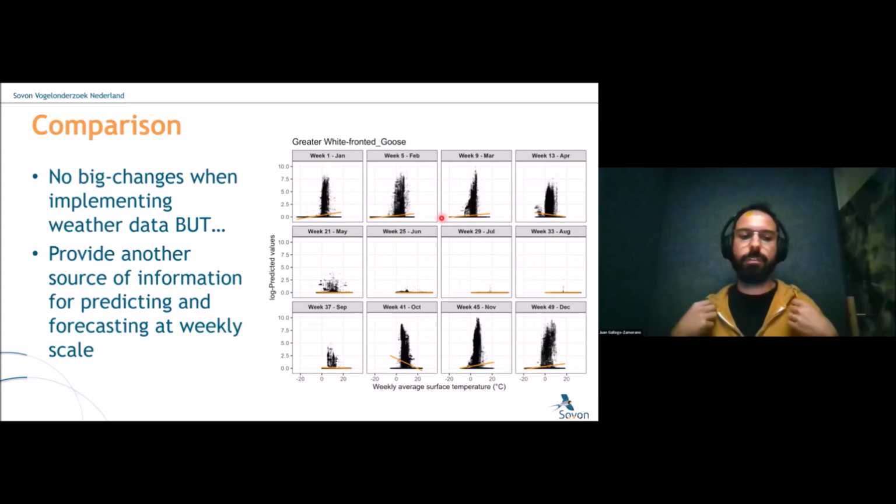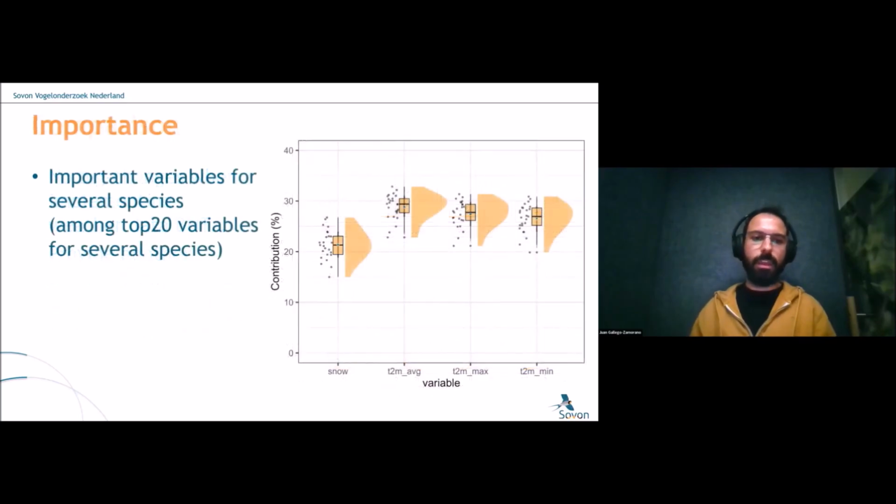And we can use this information for forecasting, because we don't know how many birds are going to be in a certain place of Europe next week, but our weather forecast models are quite accurate nowadays. So we could use this information to say what's going to happen in week number 9 in a certain place in Europe, not just based on static variables, but on a dynamic variable that we can actually predict.